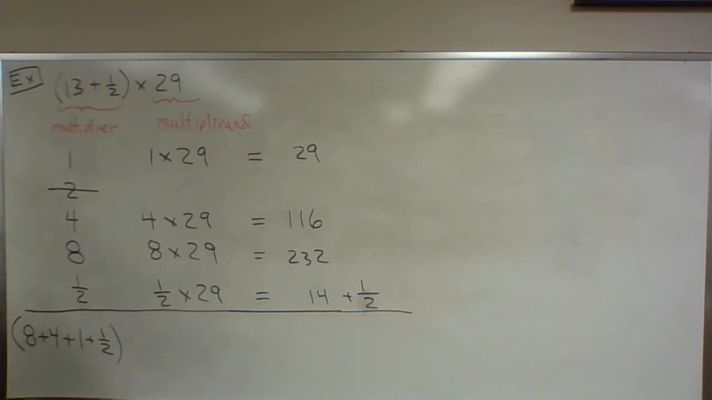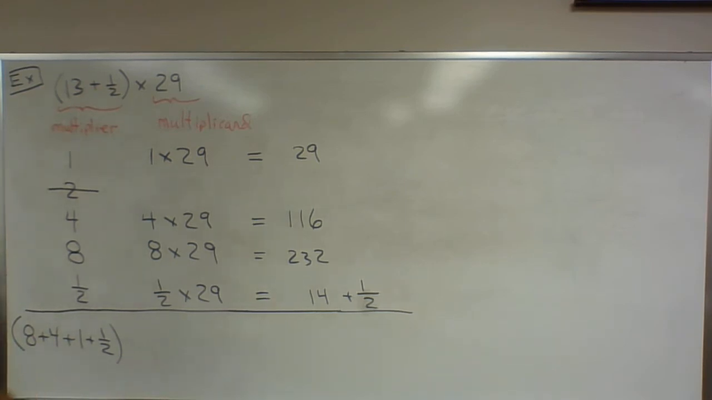Okay, we've done step 2. We've computed the product of each of the powers of 2 that the multiplier is decomposed into with the multiplicand. 1 times 29, 4 times 29, 8 times 29, 1/2 times 29. And step 3 says that the product of these two things is the sum of these values that we just computed.